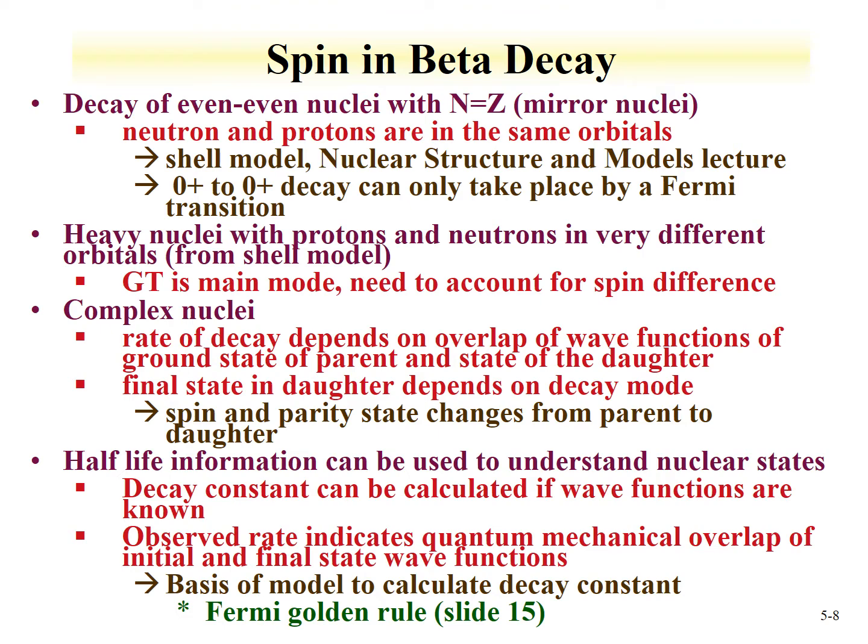So the initial observed rate indicates the quantum mechanical overlap of the initial and final states of the wave functions. And we'll get into this in more detail when we discuss Fermi's golden rule, where Fermi came up with an equation to describe the decay constant based upon these initial and final wave functions and their overlaps.